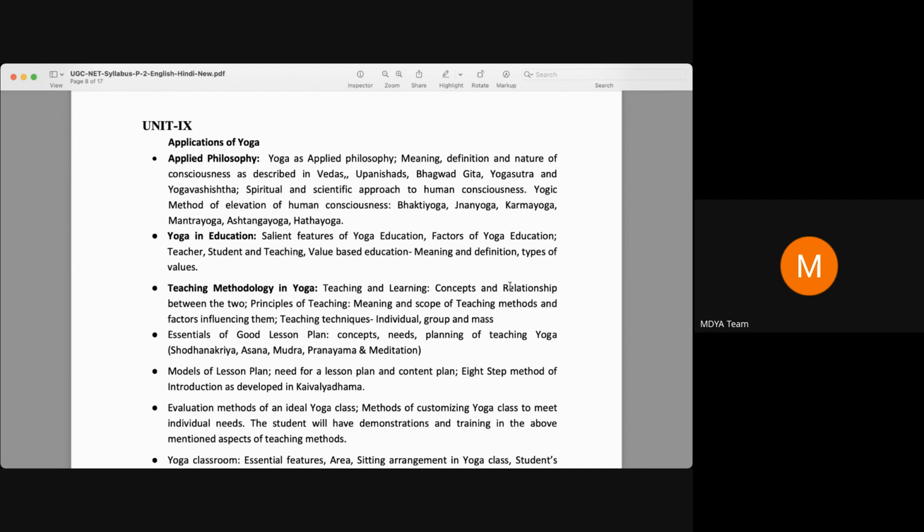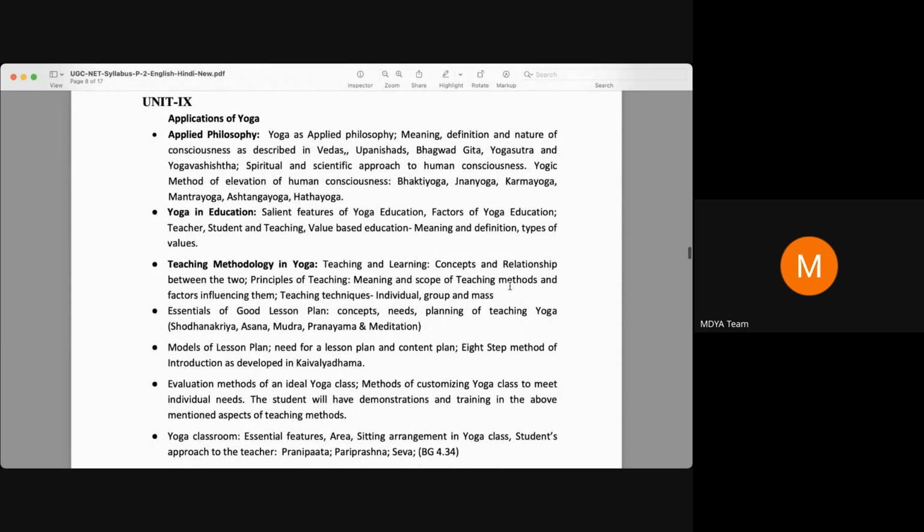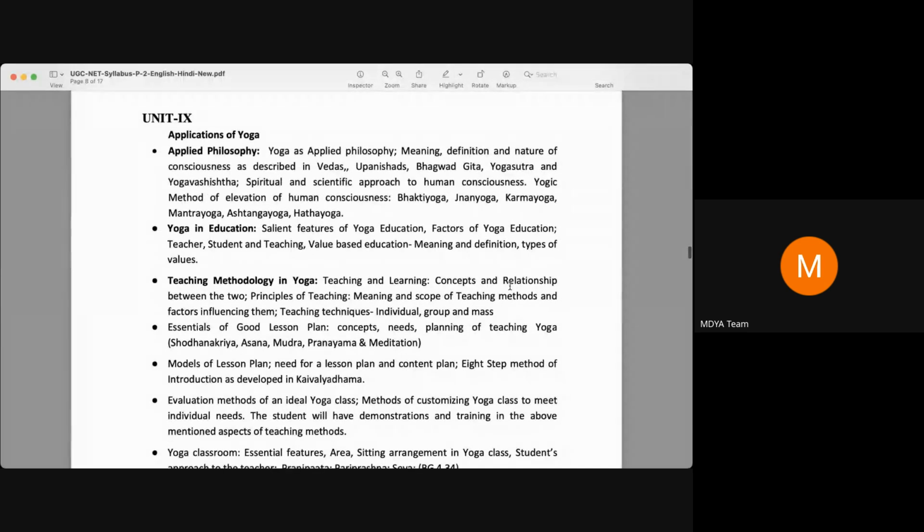So methods of customizing the class to meet individual needs. Then the student, you have to demonstrate first, then the student will demonstrate, then how to evaluate that demonstration given by a particular student, and then training and above mentioned aspects of a teaching method. Then yoga classroom, because it is not an ordinary class, it is a yoga class.